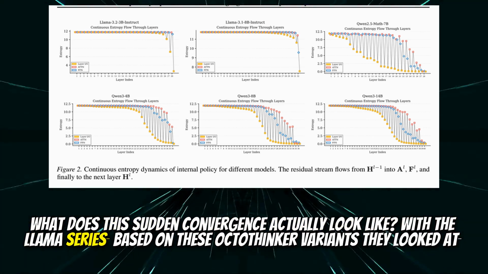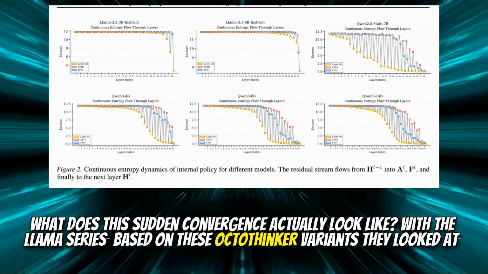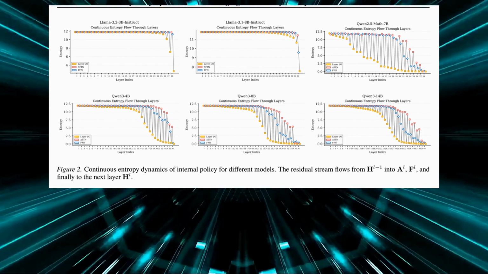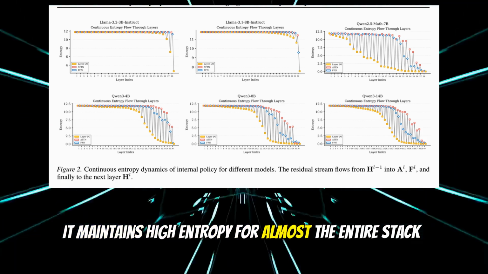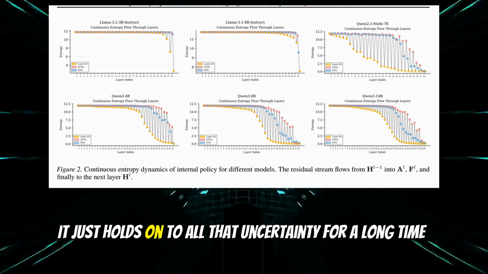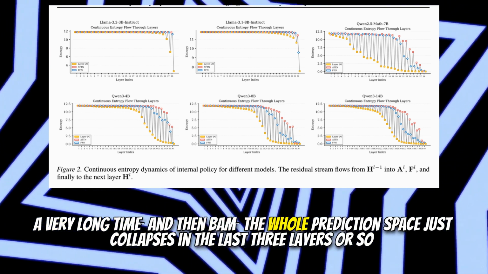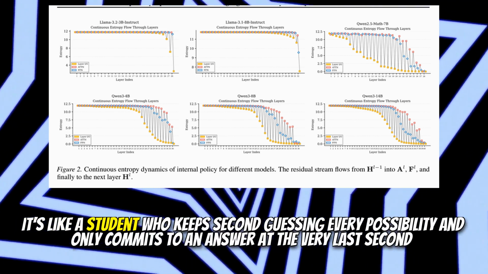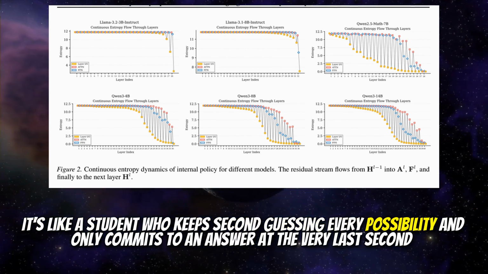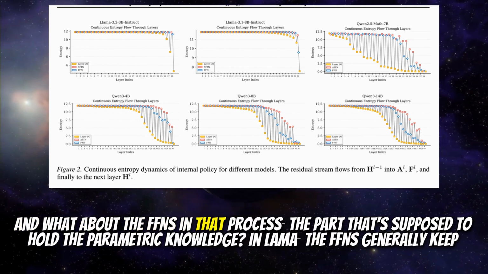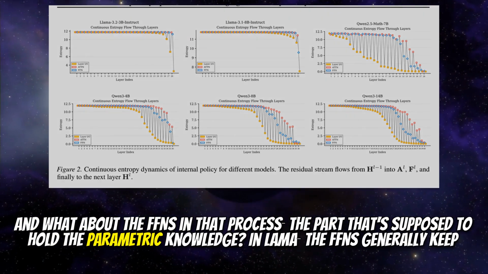With the Llama series, based on these OctoThinker variants they looked at, the model basically keeps its options open. It maintains high entropy for almost the entire stack. It just holds on to all that uncertainty for a long time. A very long time. And then, bam, the whole prediction space just collapses in the last 3 layers or so. It's like a student who keeps second-guessing every possibility and only commits to an answer at the very last second. And what about the FFNs in that process, the part that's supposed to hold the parametric knowledge?